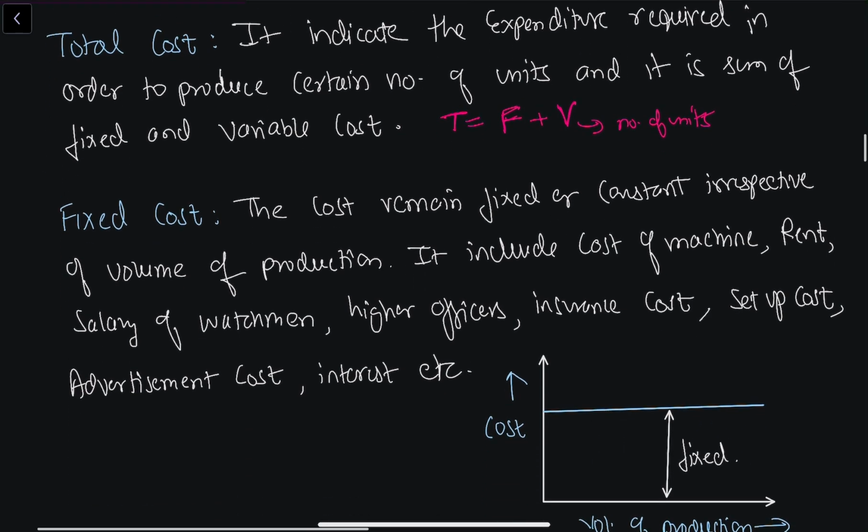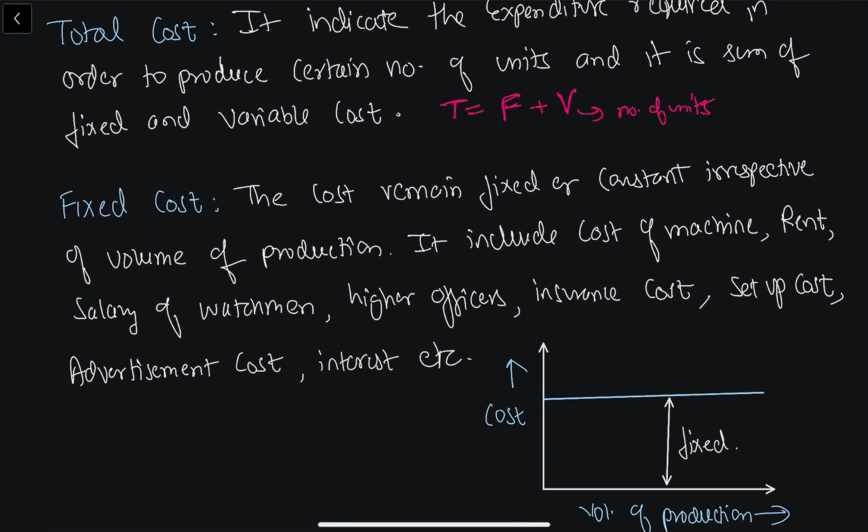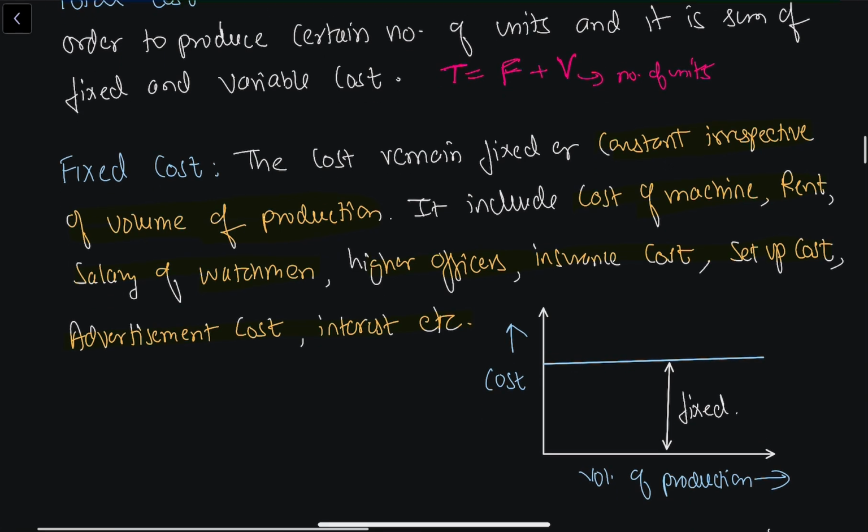Now fixed cost is nothing but the cost that remains fixed or constant irrespective of volume of production. How much volume you are producing doesn't matter, your cost remains fixed. It includes the cost of machine, rent, salary of watchman, hired officers, insurance cost, setup cost, advertisement, interest. Even if you're not producing, the cost will still be there. So if I plot a graph, as your volume of production increases, your cost is constant, because you need to pay salary, rent, electricity and insurance irrespective of how much you produce.